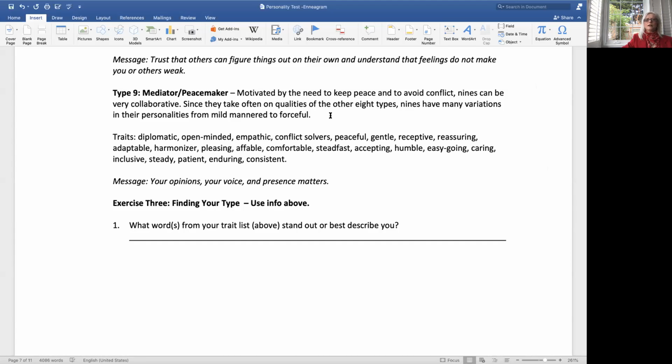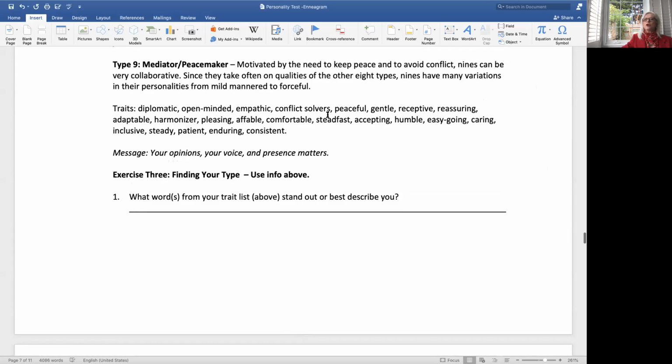Now, type 9 is motivated by the need to keep peace and to avoid conflict. So 9s tend to be extremely collaborative. But keep in mind, the 9 is kind of an interesting type like the 6, in that the 6 has the counterphobic, but the 9 can take on the qualities of all 8 types because they're trying so hard to be mild-mannered and to get along and to be reassuring and to resolve conflict, that they tend to be sort of an assemblage of all of the different types.